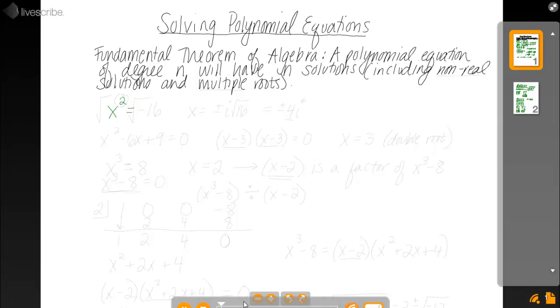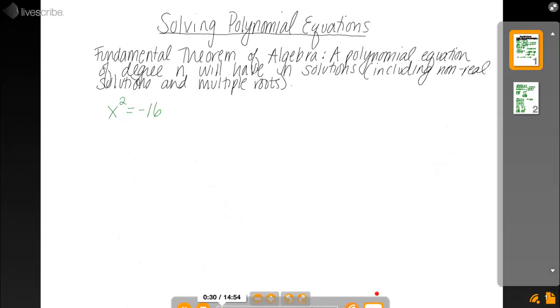Take a look at this quadratic equation. x squared equals negative 16. Your first instinct might be to say that this has no solution. Well, really, there's no real solution, but there are two solutions. They're just both non-real. If we square root both sides, we can see that x is equal to the positive or negative square root of negative 16, which is plus or minus 4i. So it does, in fact, have two solutions. It's just that they're both non-real. And notice this was a quadratic equation, and it did have two solutions.